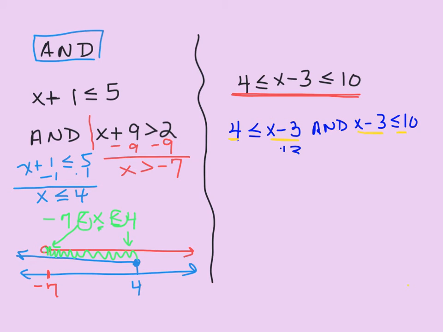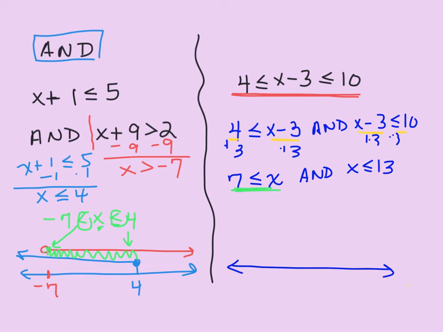All right, now we're going to solve them. So we would add 3, add 3. I would get 7 is less than or equal to x. And separately, add 3, add 3. I would get x is less than or equal to 13. So I pulled it apart. On the number line, here's what that looks like.